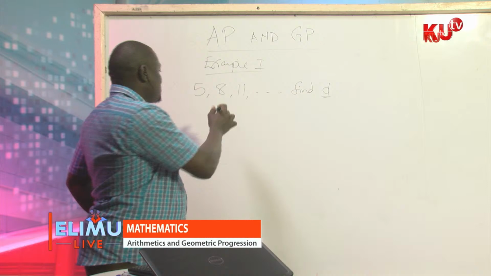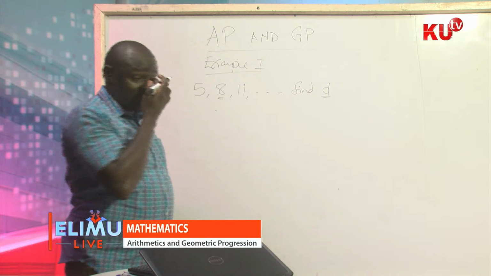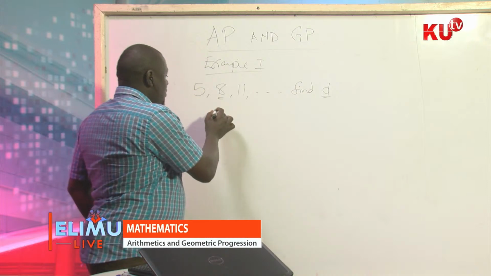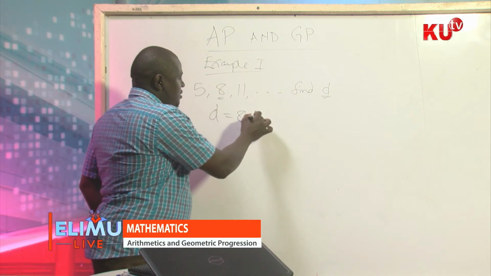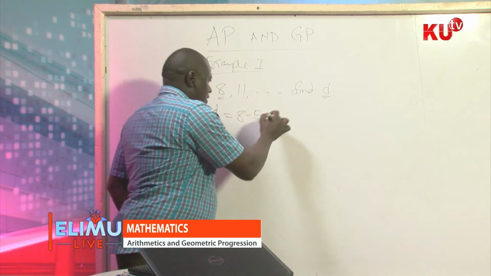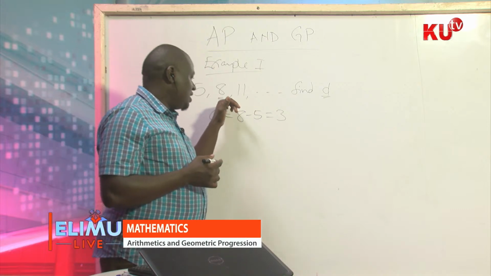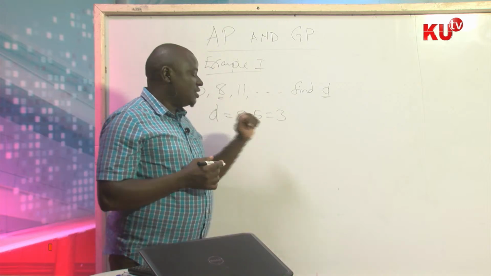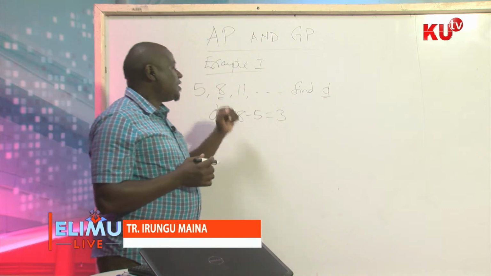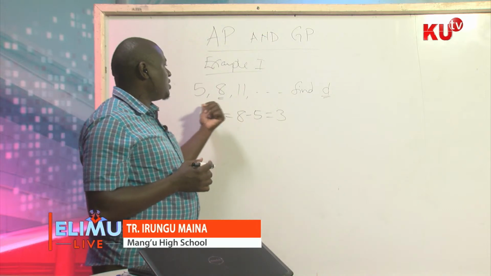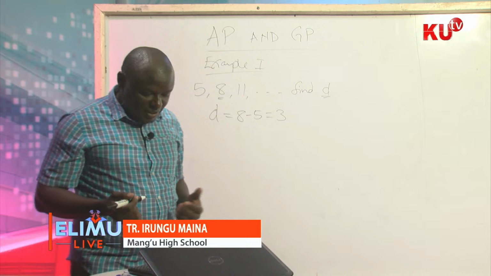What is our current value? Let's take 8 as our current value. We are going to get d as 8 minus 5, which is 3. If you want to confirm that, you can take 11 minus 8, you'll still get a 3. So if somebody asked what is the common difference, it's basically subtracting that.